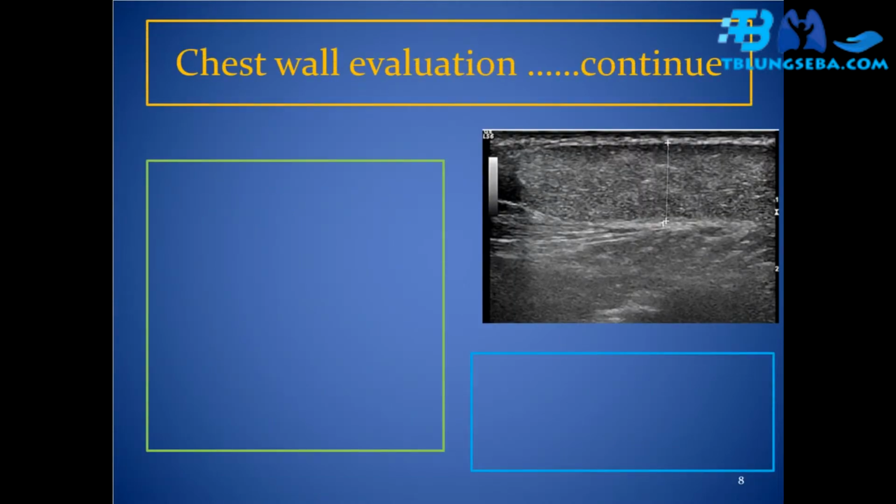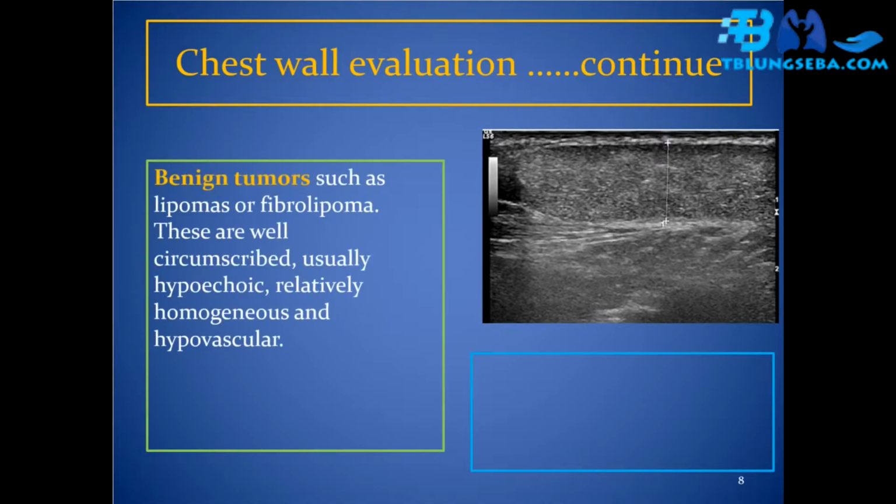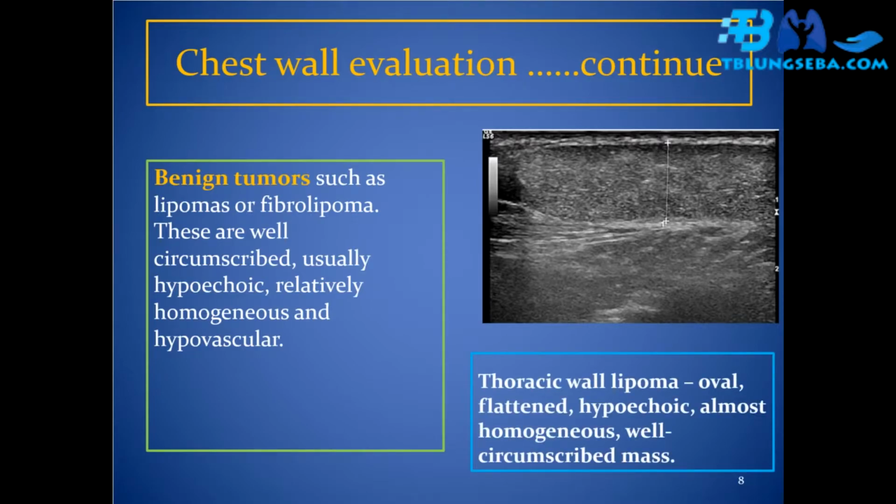Chest wall evaluation continued. Benign tumors such as lipomas or fibrolipoma are well circumscribed, usually hypoechoic, relatively homogeneous and hypovascular. Thoracic wall lipoma: oval, flattened, hypoechoic, almost homogeneous, well circumscribed mass.